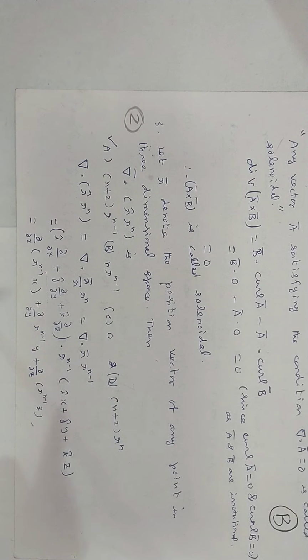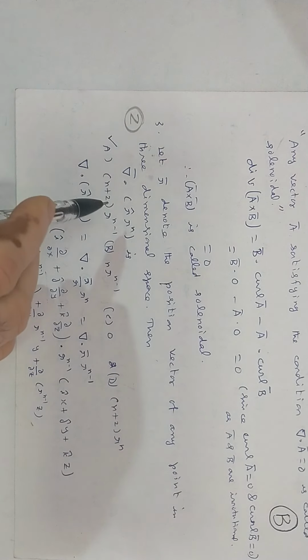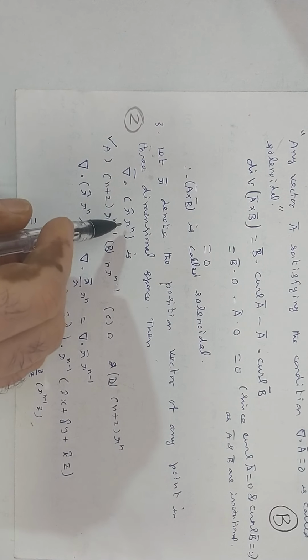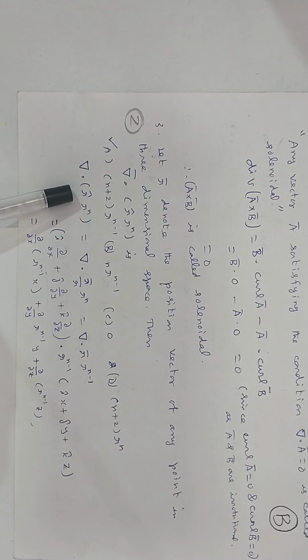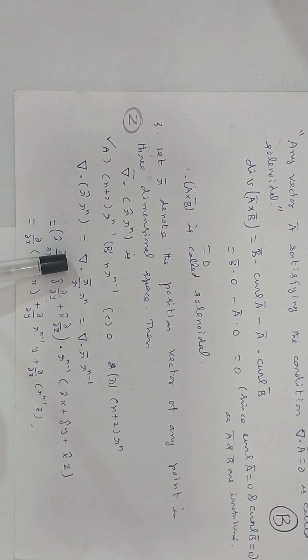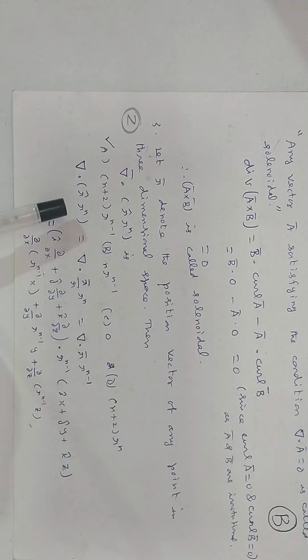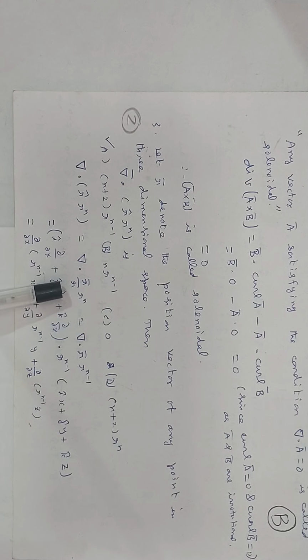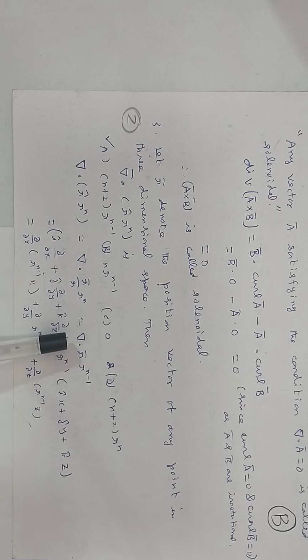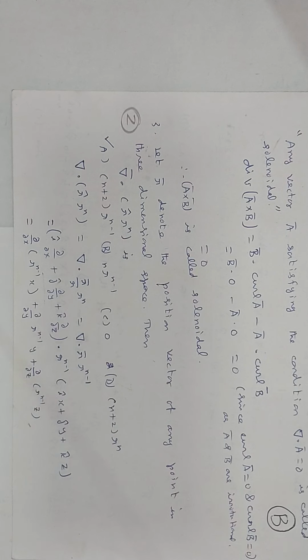Here, the divergence of unit vector r to the power n is asked. There are 4 options given. So the divergence of unit vector r to the power n: the unit vector may be expressed as vector R divided by its magnitude r. So this is equal to the divergence of vector R times r to the power n minus 1.